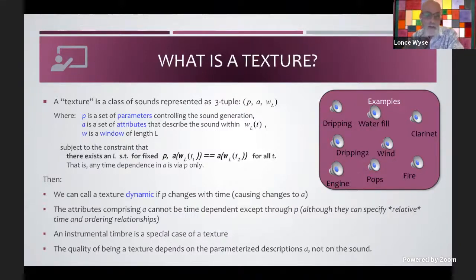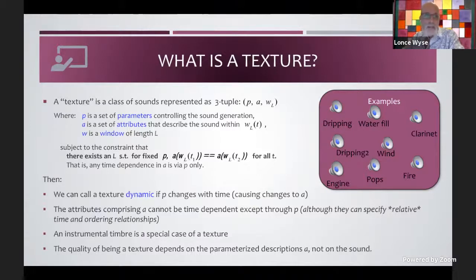And I break it down semi-formally this way. A texture is a class of sounds represented as a three-tuple. There are parameters that can be used to manipulate the texture so that it can be dynamic. A is a set of attributes that we use to describe it. And then, like Nicolas Saint-Arnaud did in the mid-90s, we talk about a window. He called it an attention span. That has to be long enough so that if you move the window around in the sound in time, the statistics of the sound will be basically the same, no matter where you take your window out of the sound. That would be a stable texture.